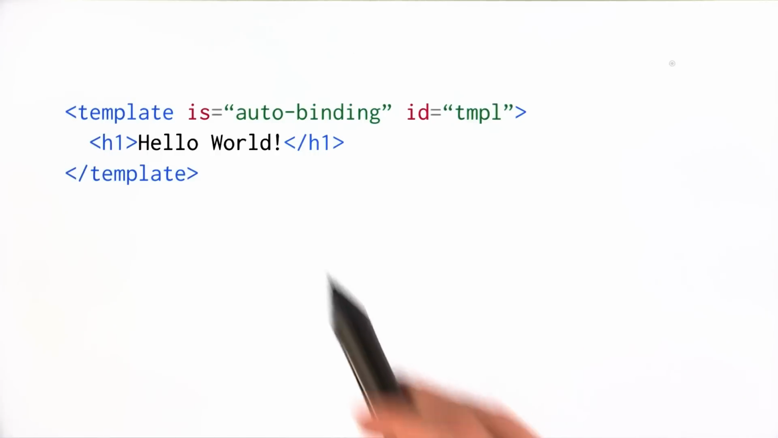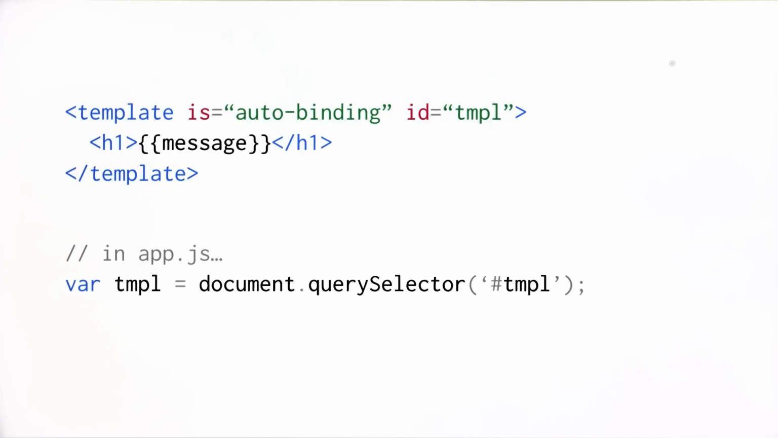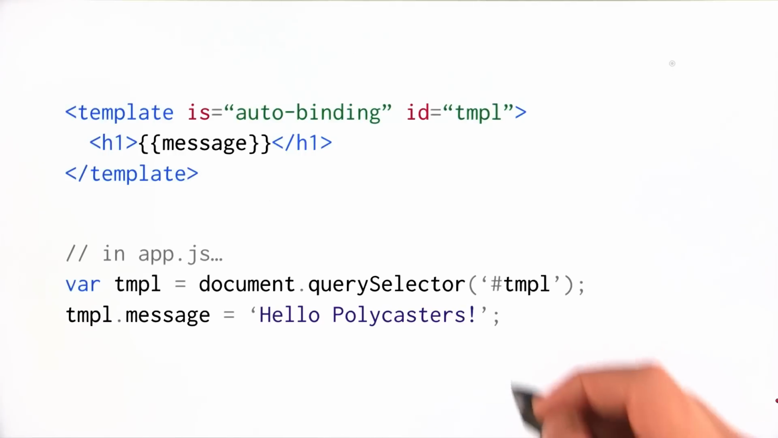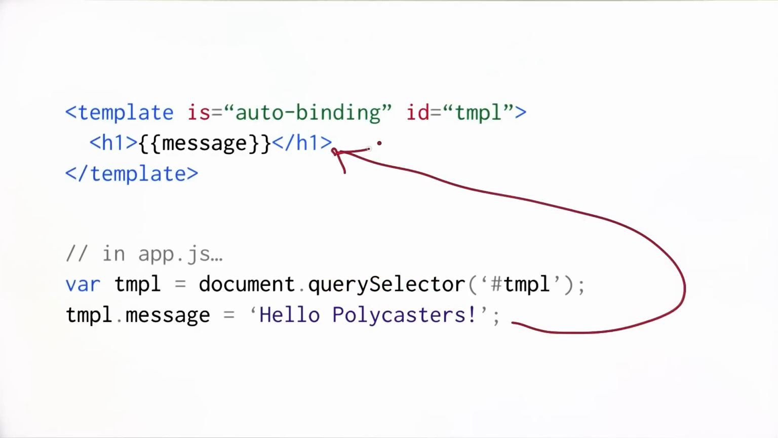Here I've got a template element, and inside I've just placed an H1 tag. And because I have this isAutoBinding attribute, I know that I can leverage the power of data binding. So the first thing I'm going to do is replace the content of that H1 with curly braces and define a scope variable. In this case, I'm going to call the variable message. Elsewhere in my JavaScript, I can select the template element using query selector, and then provide a value for that message variable. This value is then going to be piped right back to my H1 and show up as the text content on my page.